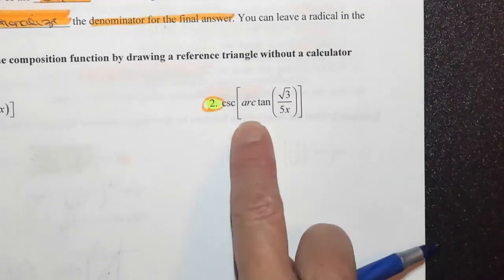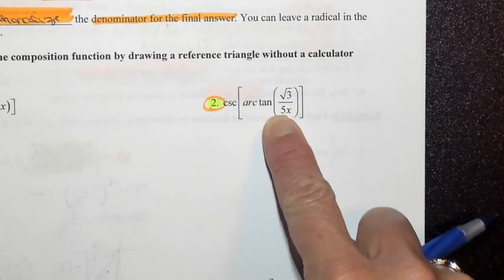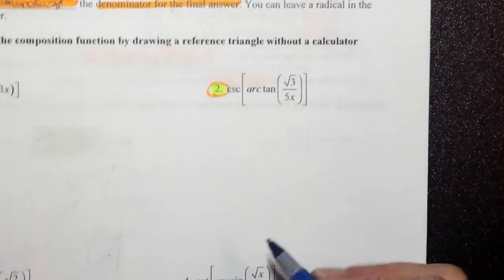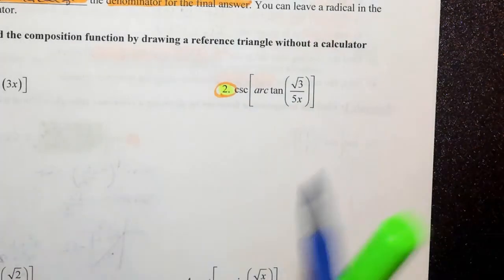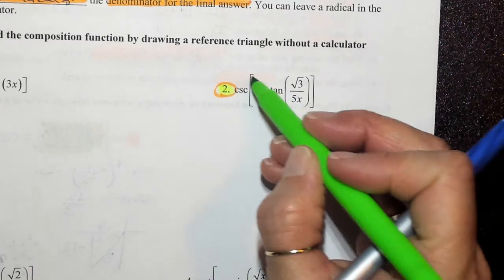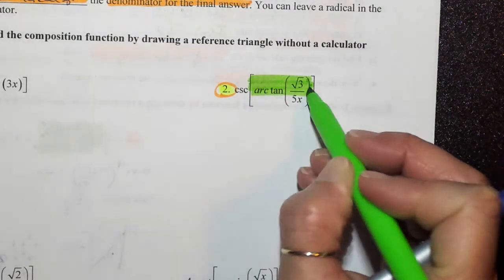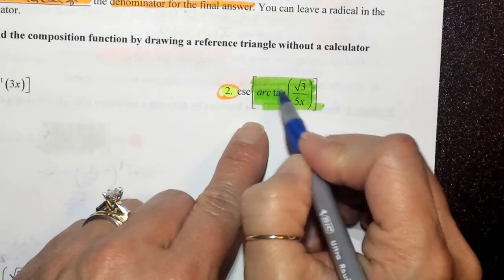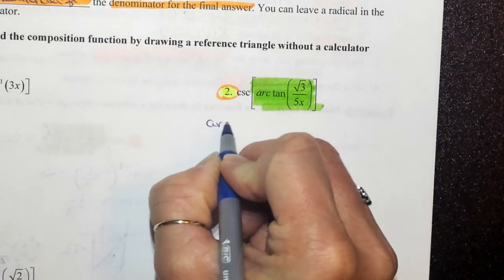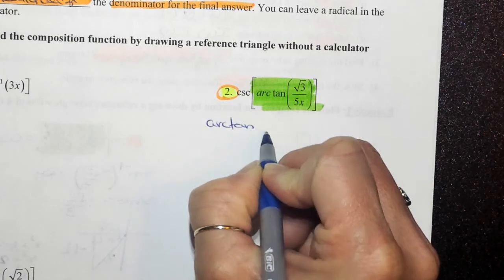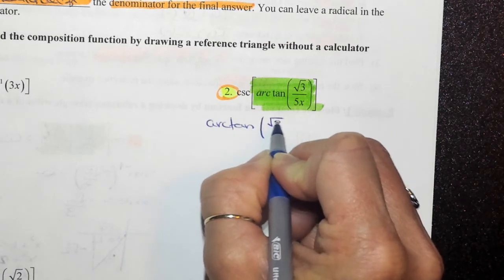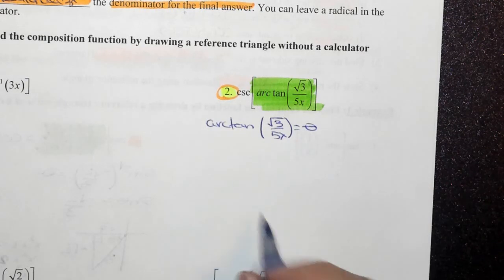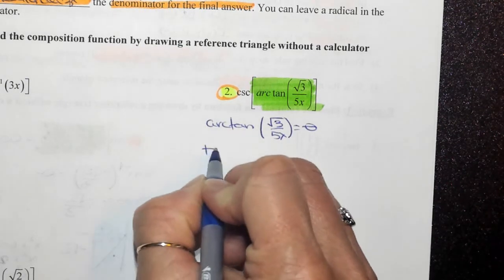Okay? So let's take a look at what we've got here. So you notice there's a variable in here. And based on our steps up at the top, we're going to take this inside, just like we did on the previous page. We're going to make it an equation by setting it equal to theta. So this whole thing right here is our theta. So we'll say arctangent of the square root of 3 over 5x is equal to theta.